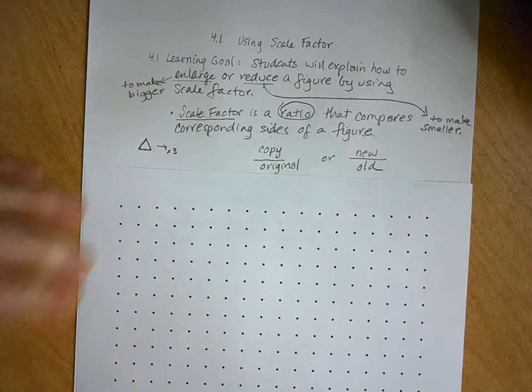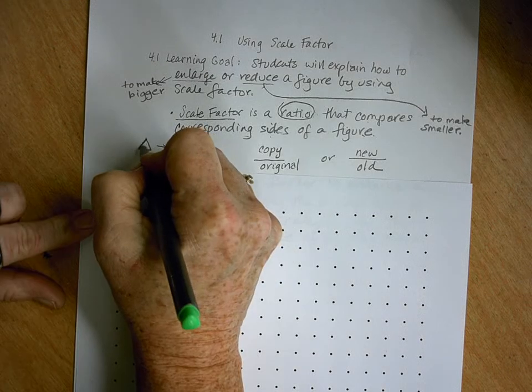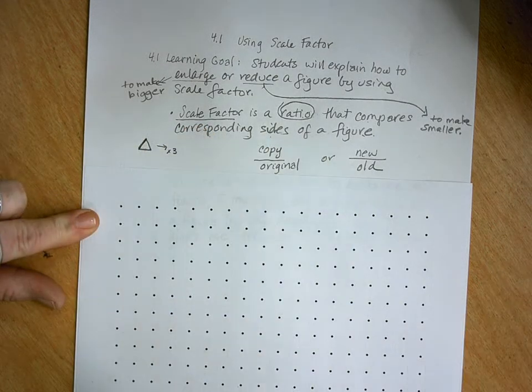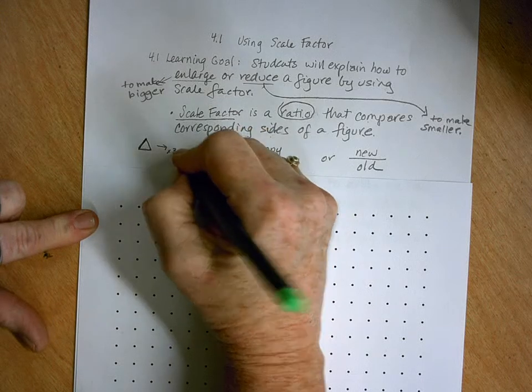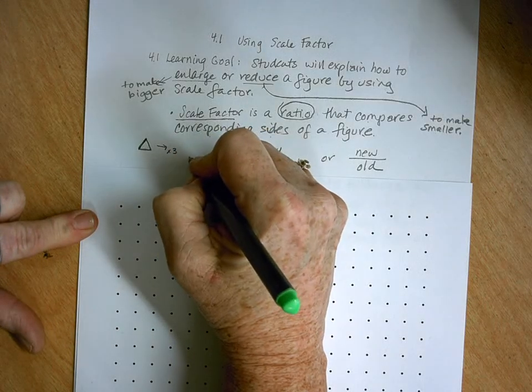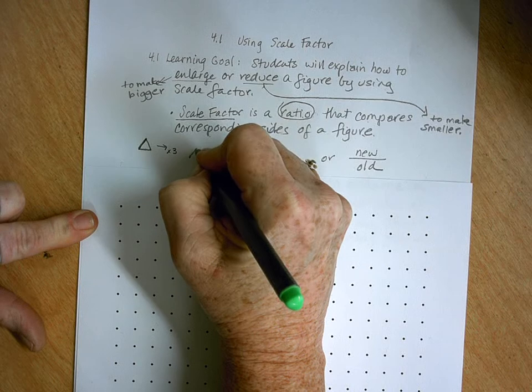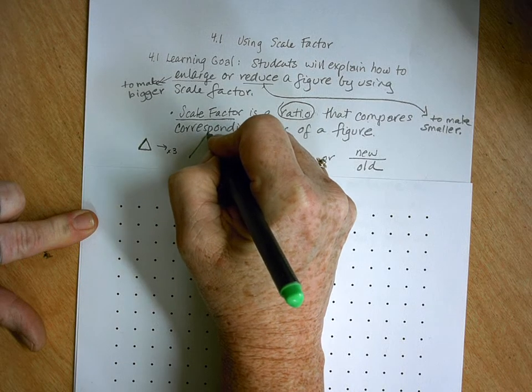So I'm going to start with this side. I'm going to call this side 1. And that means 1 times 3 is 3. So this side of my corresponding figure is 1, 2, 3.